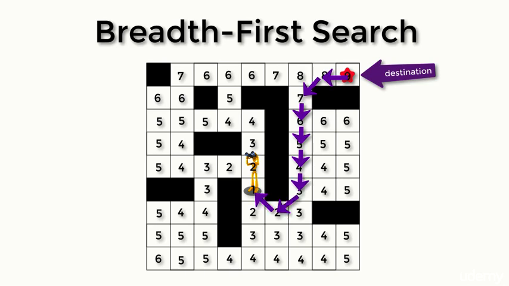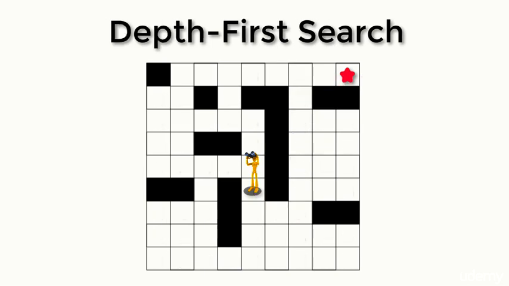Breadth-first search examines all possible nodes in the graph to find the best path. But due to its thoroughness, it's time-consuming and not optimal. A depth-first search is much simpler and quicker, but less effective. Instead of finding the best path, it finds a path.